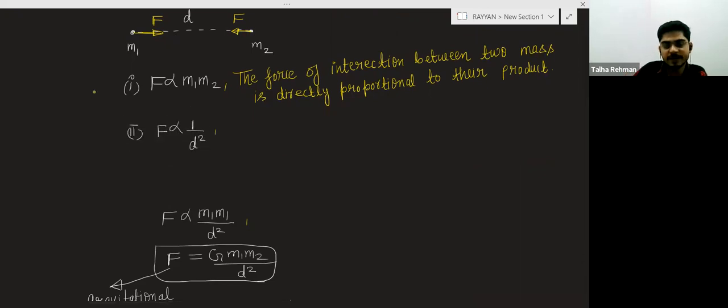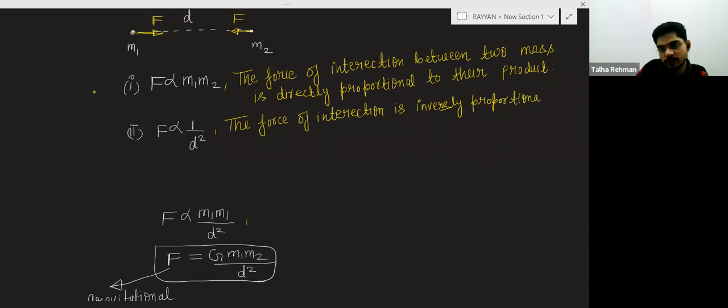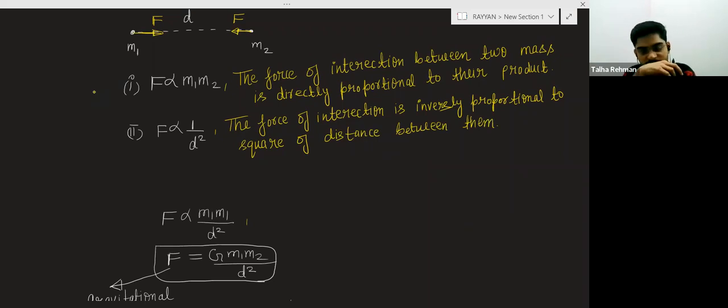For this, I can write: the force of interaction is inversely proportional to the square of the distance between them.